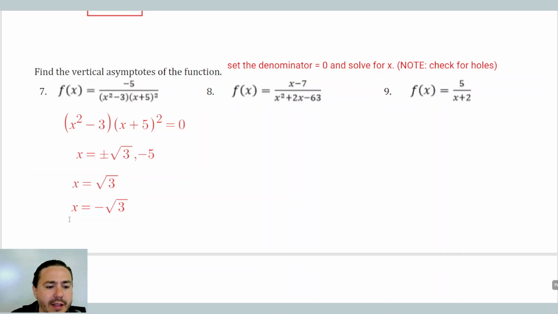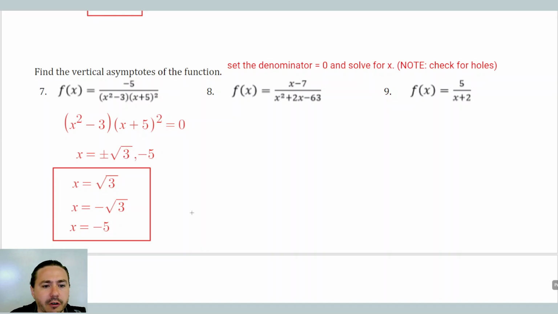And the reason why I'm writing it like this is because these vertical asymptotes are lines, and so the way that we express lines algebraically is with an equation. And so these will be the three equations of the three vertical asymptotes.